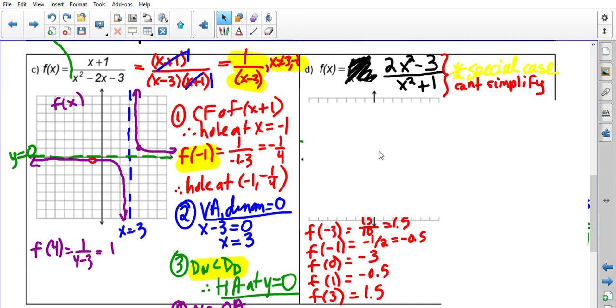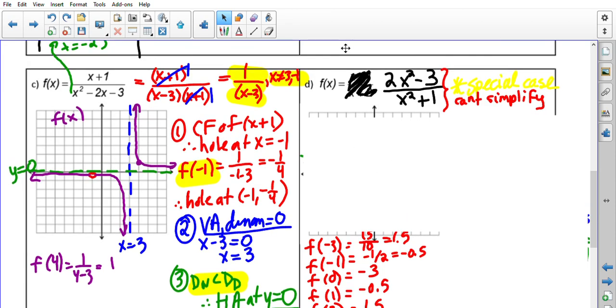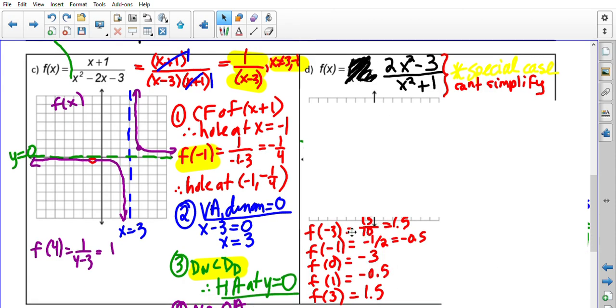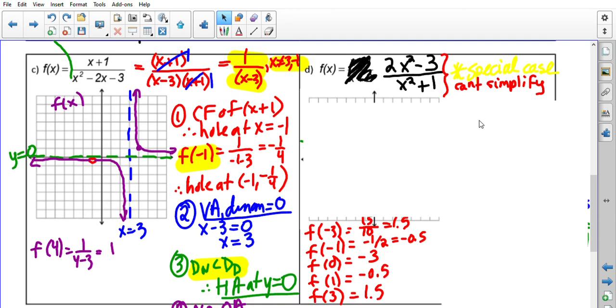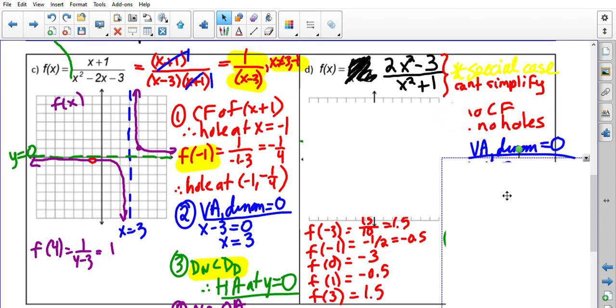All right, part D. Some of these might be special cases, and obviously we're just going to have to refer to Desmos for some of these, or just go ahead and start subbing in points like I did here in red to figure out more of what it looks like, because there are some that are a little unpredictable in terms of their shape. So that's why I wrote here, this is a special case, because we cannot simplify this any further. Notice the numerator and the denominator we can't fully factor. So what can we conclude here?